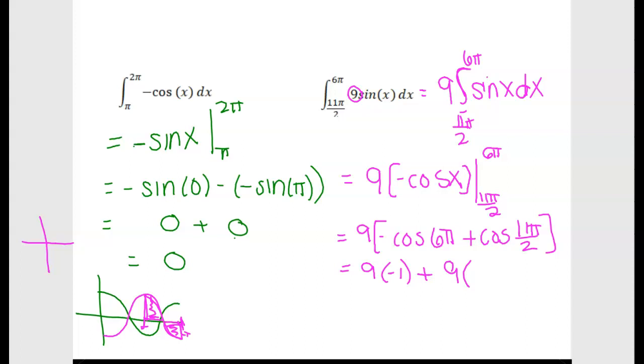The only thing we have to be concerned with is where 11 pi over 2 is. That doesn't even matter, because the cosine of pi halves is 0. Cosine of 3 pi halves is 0. So cosine of any odd multiple of pi halves is 0. So, goodbye. My answer is negative 9. I was flying without my fill-in mix today, so I had to really reason through that.